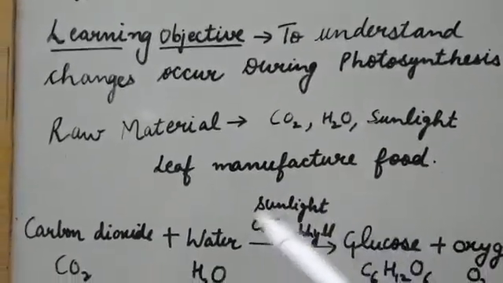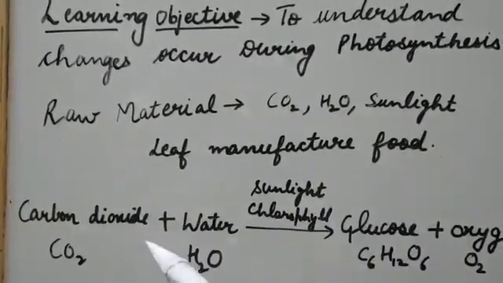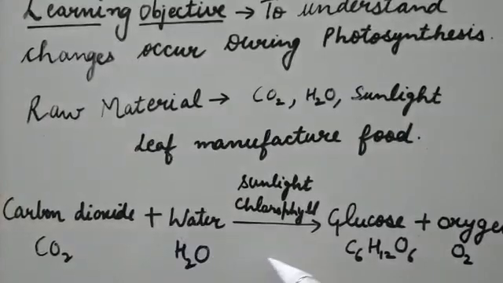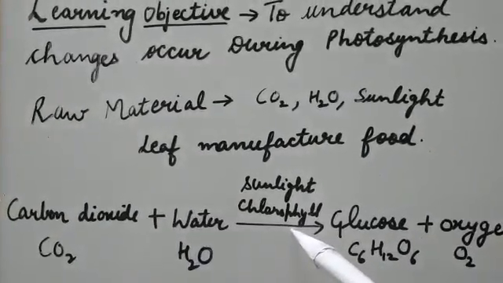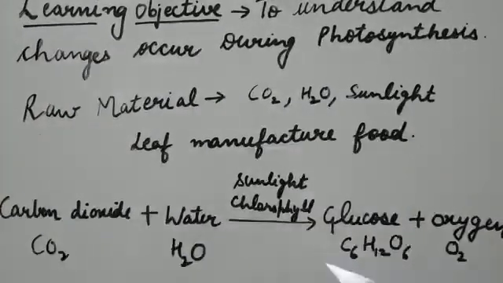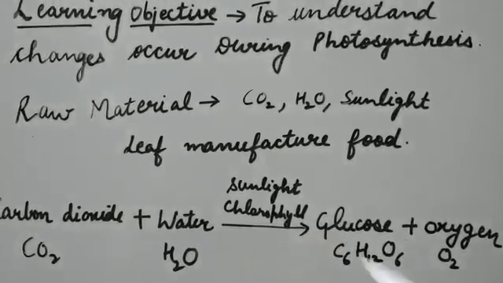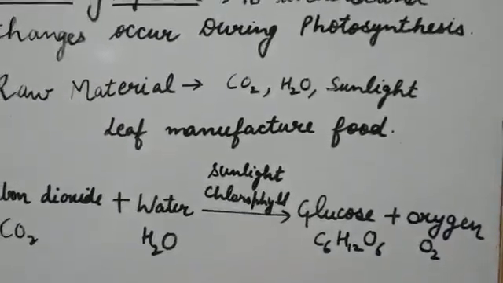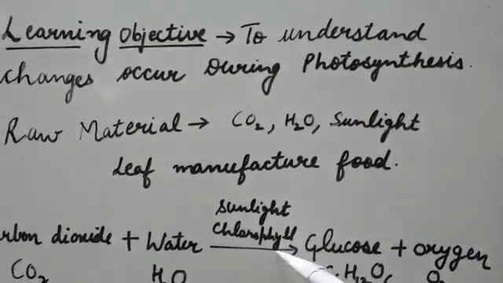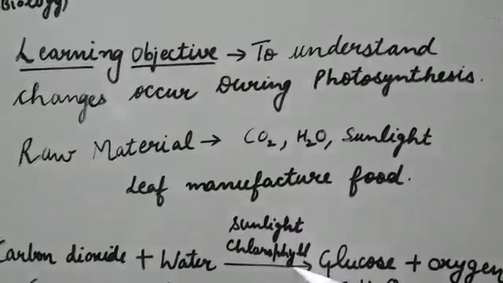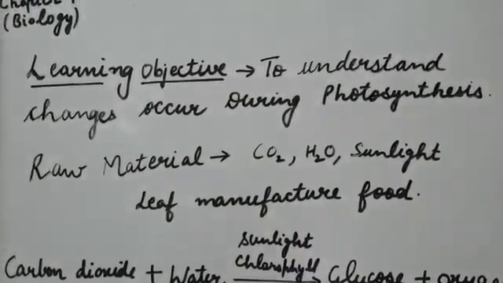How this reaction occurs, you can see here: carbon dioxide reacts with water. These two are the reactants of the reaction, in the presence of sunlight and chlorophyll, that is the green pigment present in the leaves. They react to form glucose, and oxygen is released. Here the solar energy absorbed by the chlorophyll helps in converting carbon dioxide and water to glucose, which is a what?